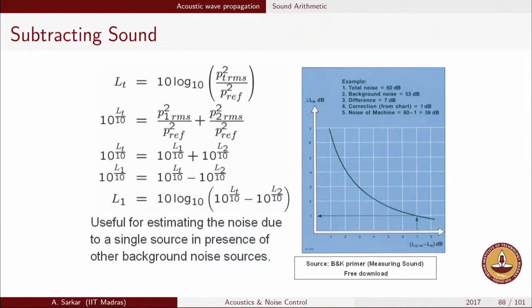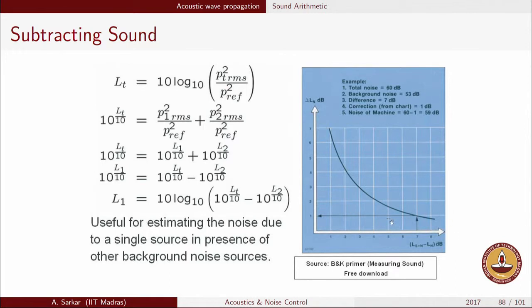Also, another way in which this formula comes handy is with regards to noise source ranking. I think I will talk about noise source ranking in little more detail in a few slides down the line. So, I will refrain from talking about noise source ranking now.